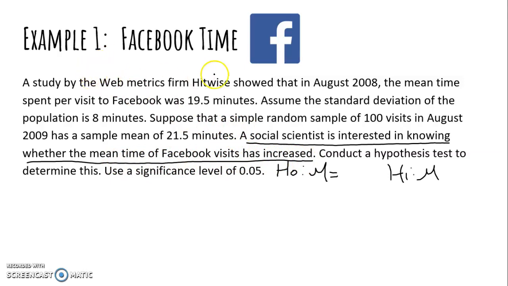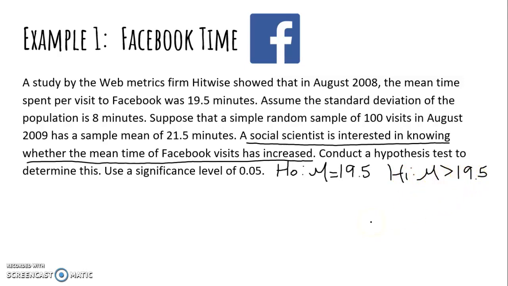Increased from what? So let's go back and reread the question. A study by the web metrics firm Hitwise showed that in August 2008, the mean time spent per visit to Facebook was 19.5. Assume the standard deviation is 8. Suppose a simple random sample of 100 visits in August has a sample mean of 21.5. So we want to know if it's increased since 2008. So since the 19.5, increase would be greater than 19.5. We're going to assume that the mean is equal to 19.5 because that's what it equaled in 2008. So we're going to assume it's the same until we can prove otherwise. So the null, mu equals 19.5. Alternate statement, mu is greater than 19.5.